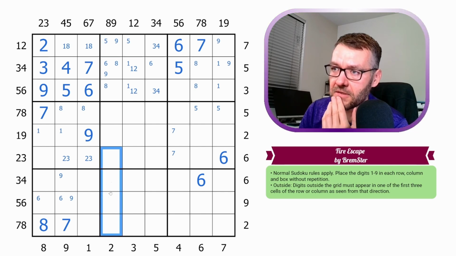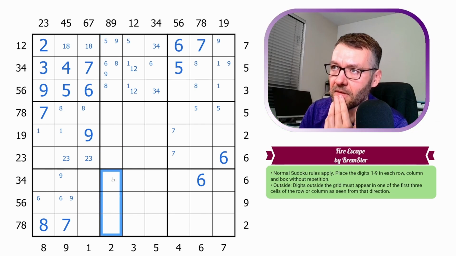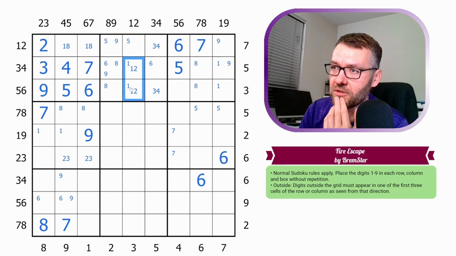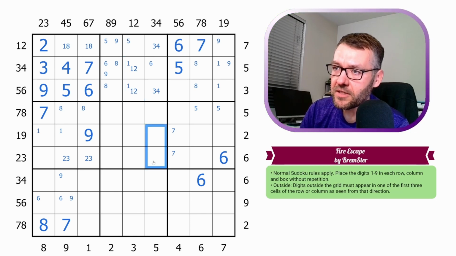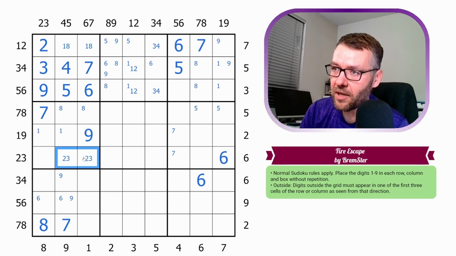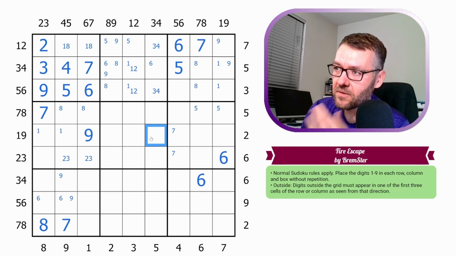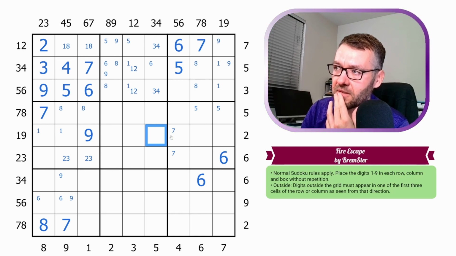What about this 2? Does this 2 help us out with anything? I mean, we already have the 1, 2 marked up here, which means 2 has to go in one of these two, but it can't go here because of this 2, 3 pair. So that means 2 has to go... Wait up, that doesn't work.